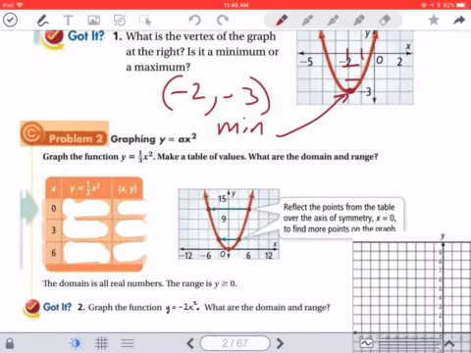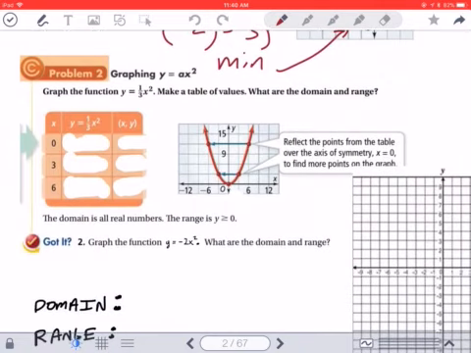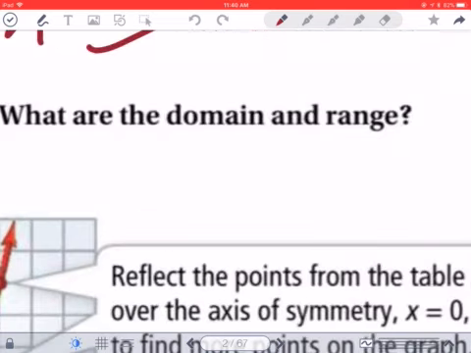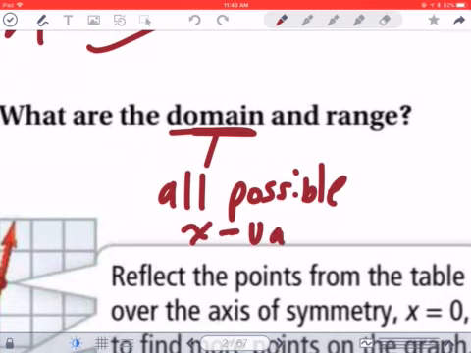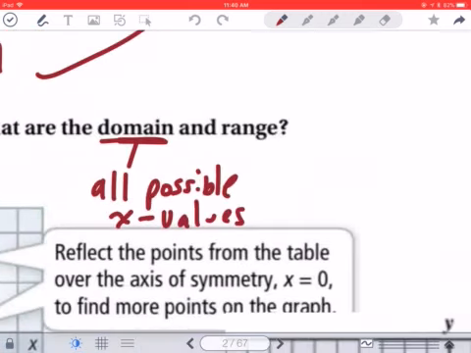Okay, now we're going to get into graphing. Graph the function y equals 1/3 x squared. Make a table of the values. What are the domain and range? So domain is all the possible x values. Range is all the possible y values.